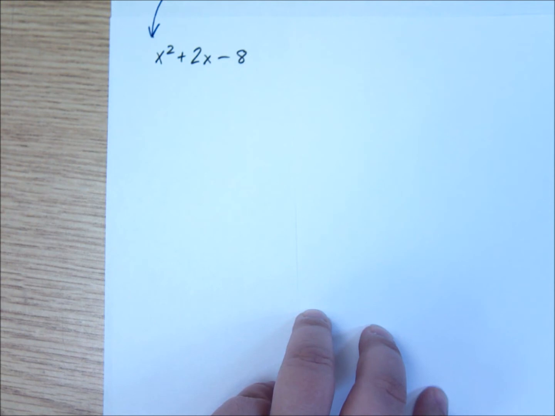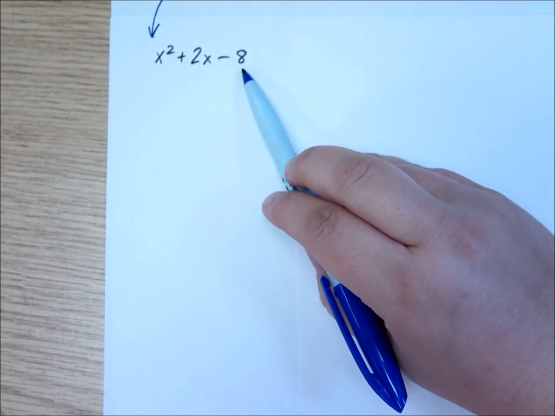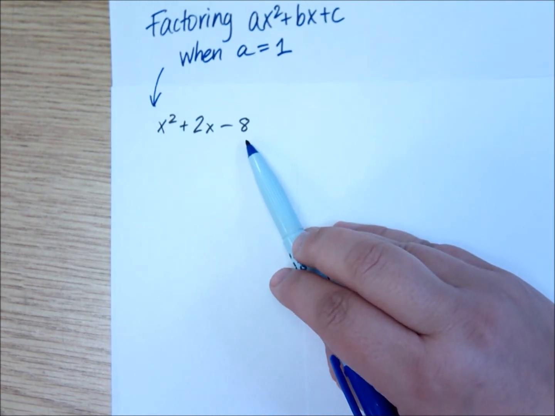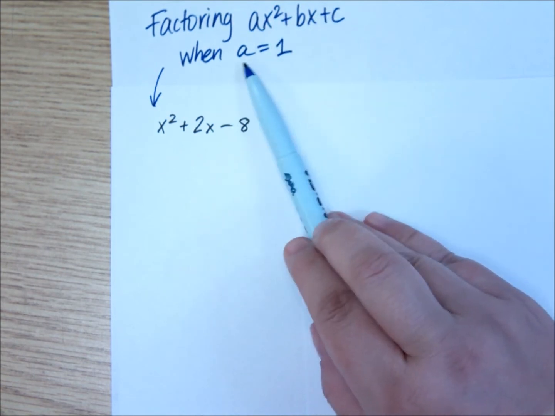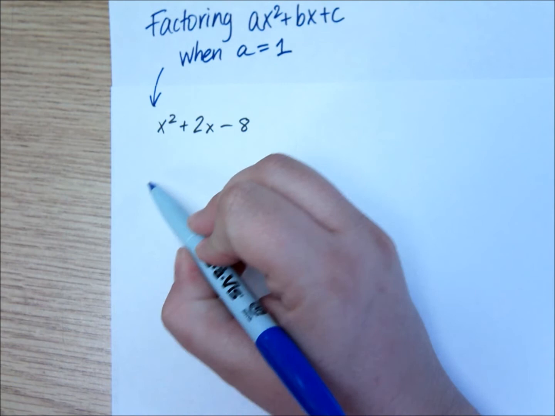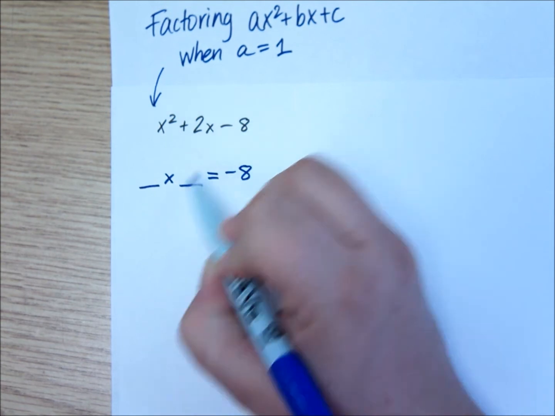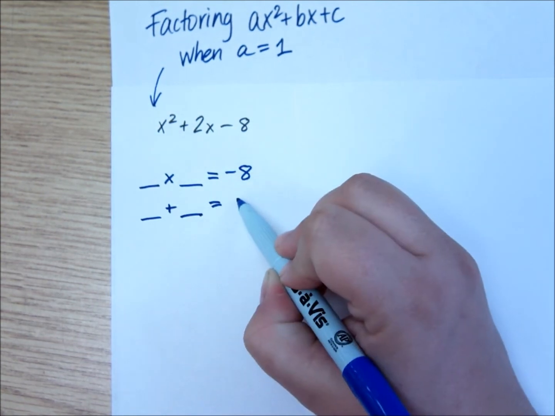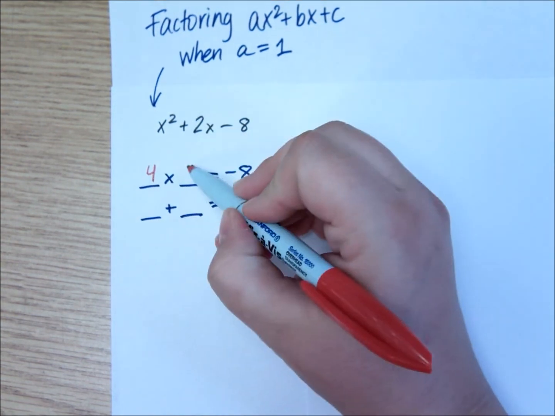And that's the kind we're used to doing the most often, where we just look for two numbers that multiply to give me the c term. In other words, let me pull that down so you can see. This is factoring ax squared plus bx plus c when a is 1. So we're looking for two numbers that when I multiply them, I get the c term, and when I add them, I get the b. So in this particular case, two numbers that multiply to give me -8 and add to give me +2 would be 4 and -2.